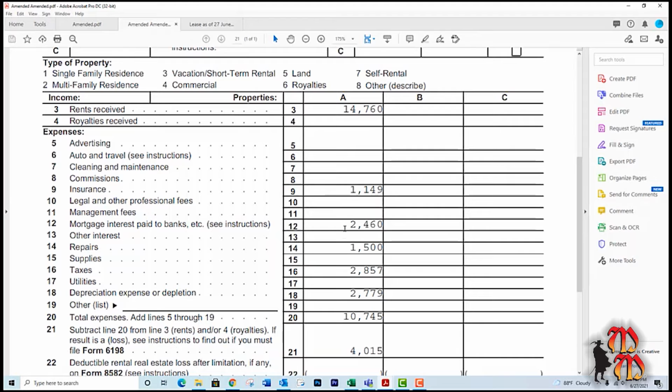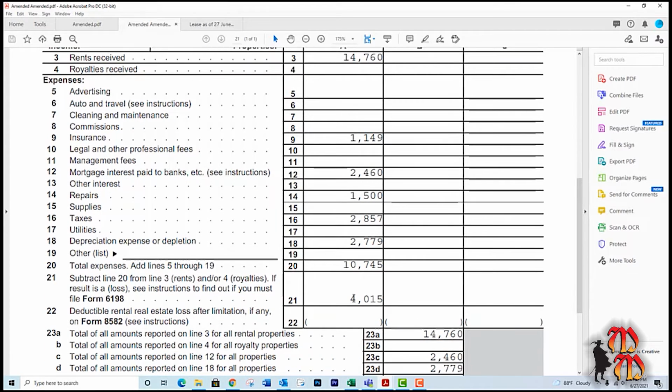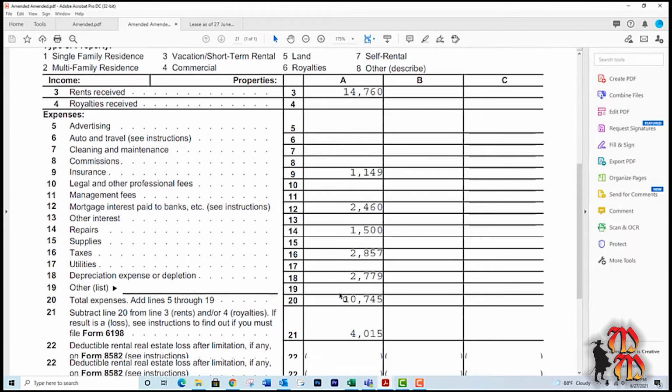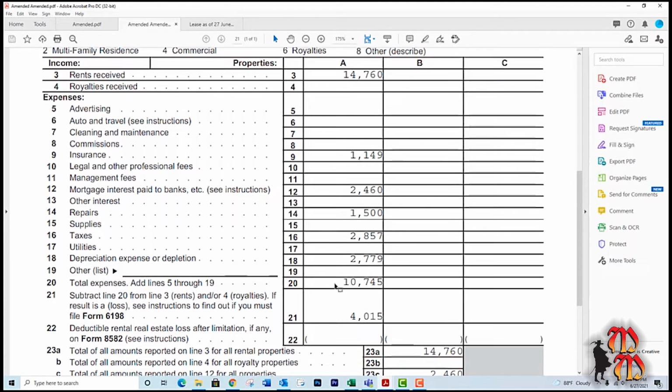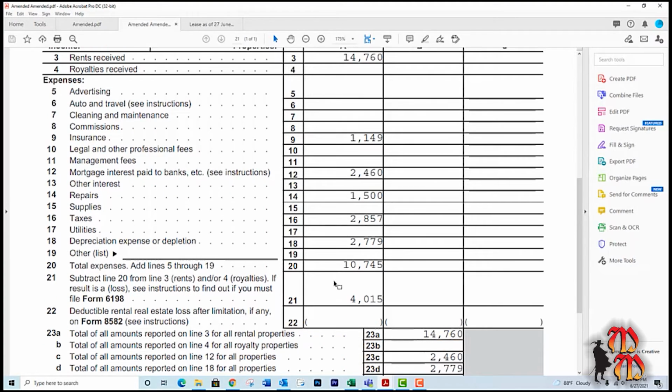So we got our insurance, we got our mortgage interest, we got our property taxes, and we got our depreciation. All right, so the way that that's going to work out is we're going to take the rents received minus the expenses, so that leaves us with $4,015, and then we're going to add back in the insurance, the mortgage interest, the property taxes, and the depreciation.